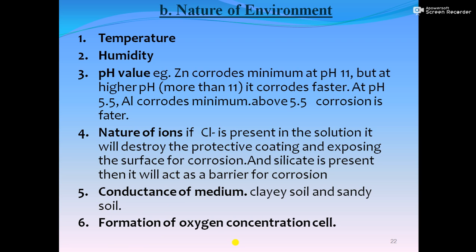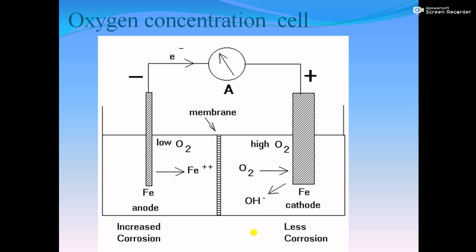This is very important. Then the formation of an oxygen concentration cell. If two different portions of the same metal are exposed to different aeration and receive different amounts of oxygen, then an oxygen concentration cell is formed. Such differential aeration leads to corrosion.